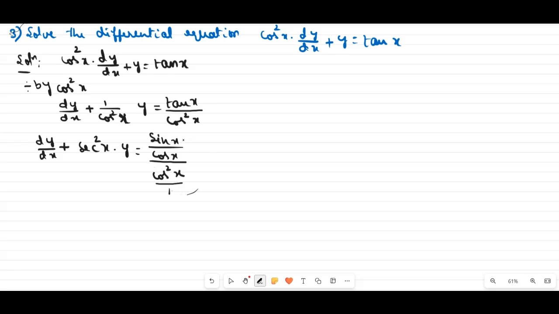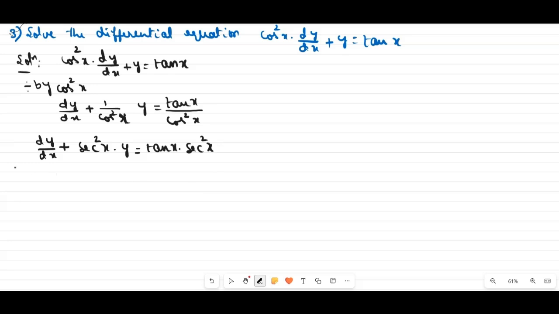So this 1 goes to the numerator, cos square x comes to the denominator. Or else, even if it is somewhat confusing, you can write 1 by cos square x as secant square x. Even in that method you can write. Don't get confused. Instead of that, I will write it like this: tan x into secant square x.